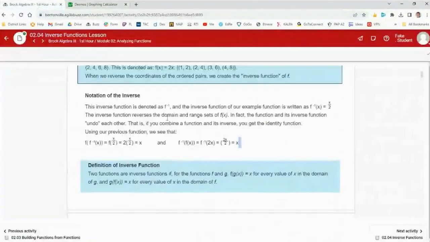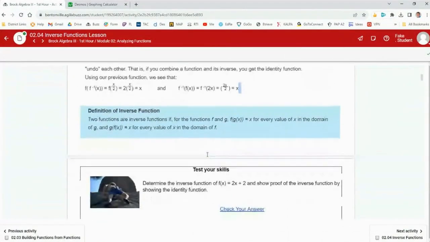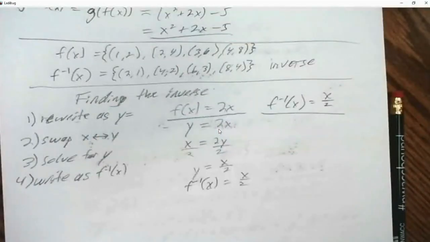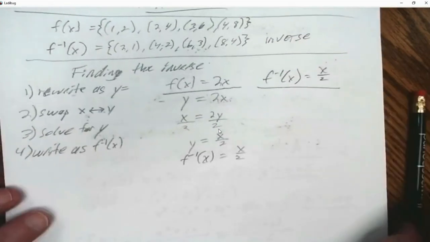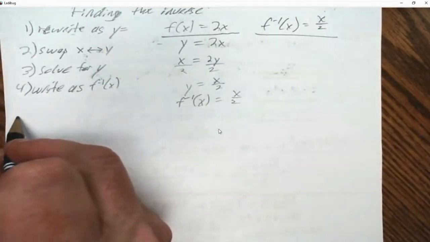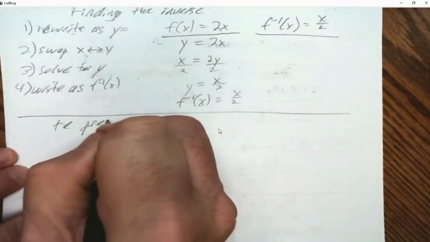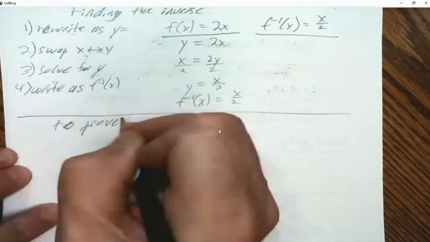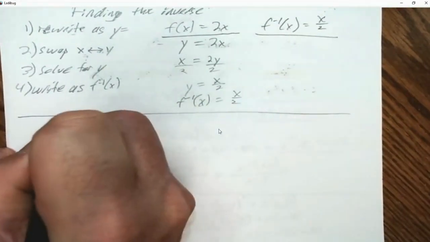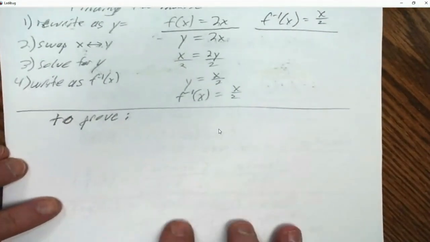All right, let's go back to this. The notation is 2 functions are inverses if for the functions f and g, f of g of x equals x, and g of f of x equals x for every value. Wow. Okay, so this is how you prove that a function and the inverse are inverses of each other. And I believe this is on the quiz, is on the test. You'll see this, so you need to know how to prove this.